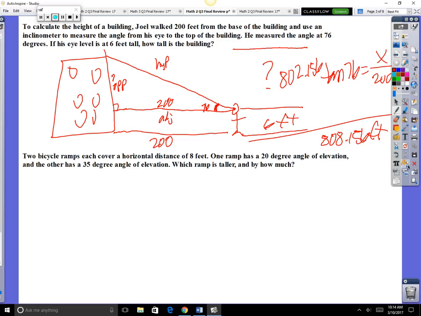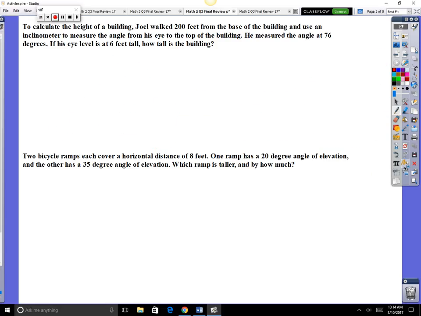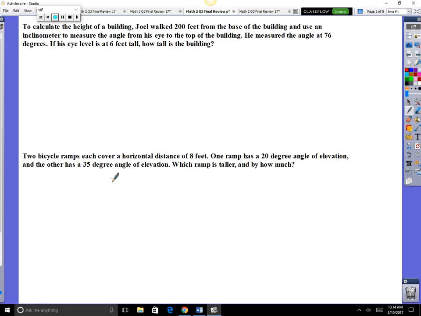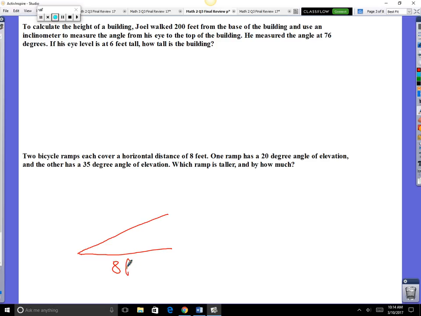Okay, now two bike ramps each cover a horizontal distance of 8 feet. So bike ramp number 1 covers 8 feet, and bike ramp number 2 covers 8 feet. One ramp has a 20-degree angle of elevation, so that's 20 degrees. One ramp is steeper, it's got a 35-degree angle of elevation. Which ramp is taller and by how much?